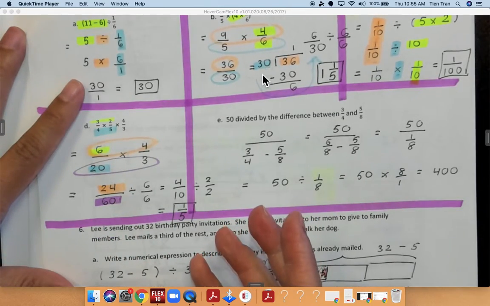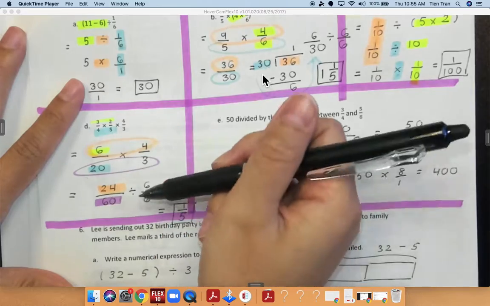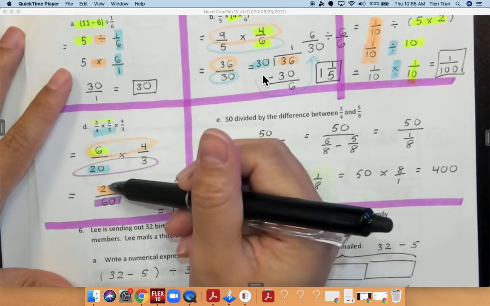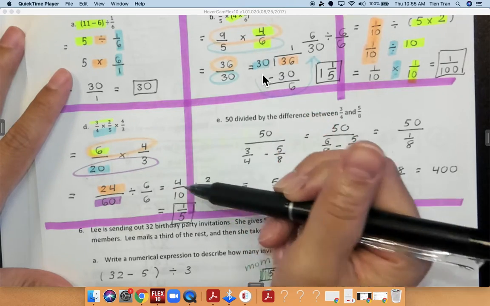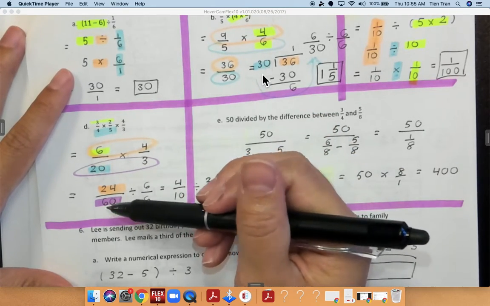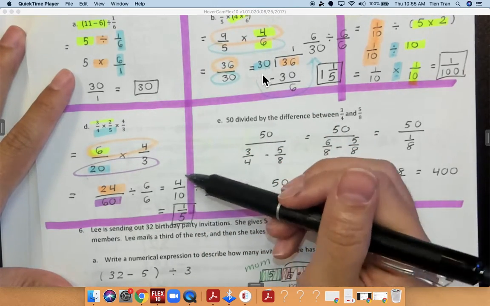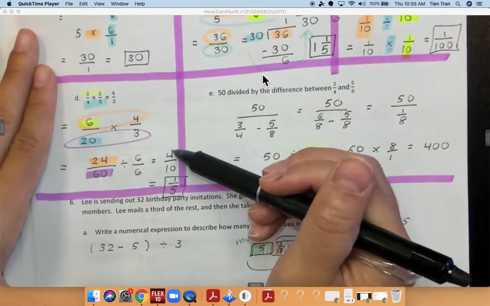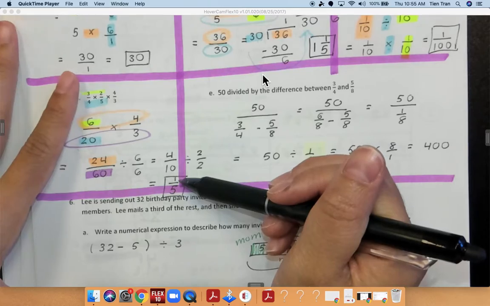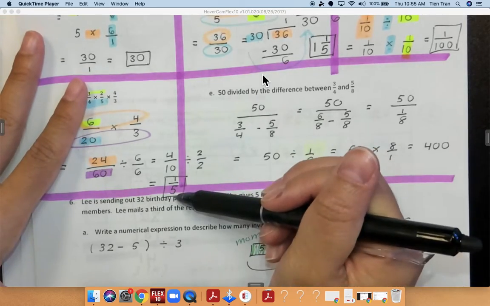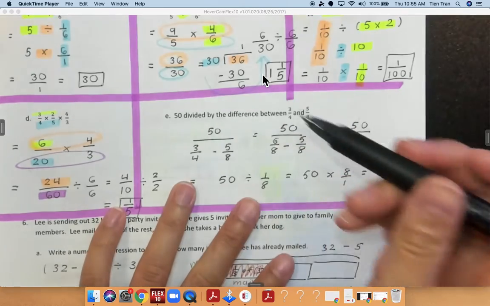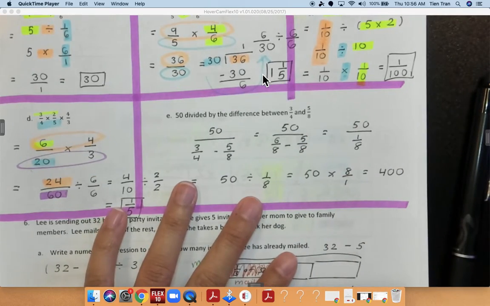I noticed that I can simplify the top and bottom number, so I simplified by 6. So when I simplified by 6, I got 24 divided by 6 is 4, and 60 divided by 6 is 10. So we have 4/10, and I can still simplify by 2. So when I divide 4 divided by 2, I get 1, and 10 divided by 2 is equal to 5, so I get 1/5.